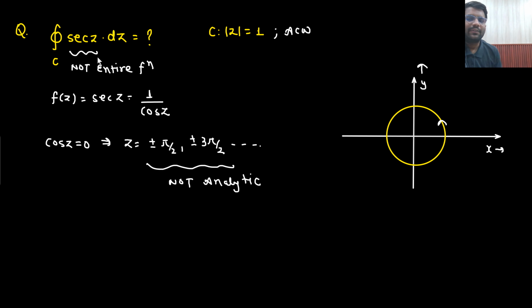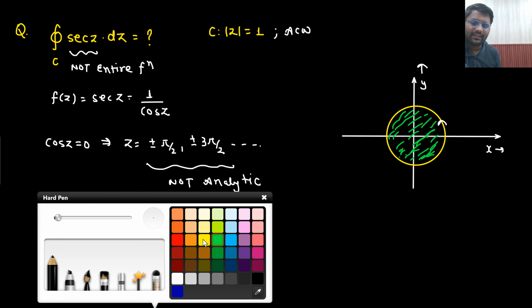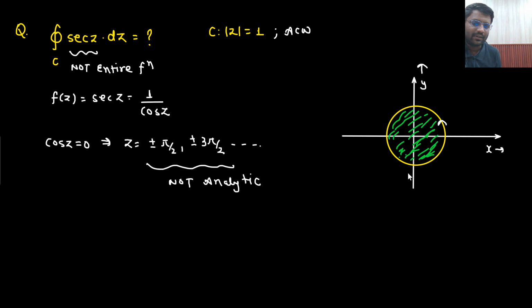But do you care about the function being analytic everywhere? No. What is our target? Our target is that the function should be analytic in this domain. That's it. In this domain D, my function should be analytic. So if my function is analytic inside this, my job would be done.